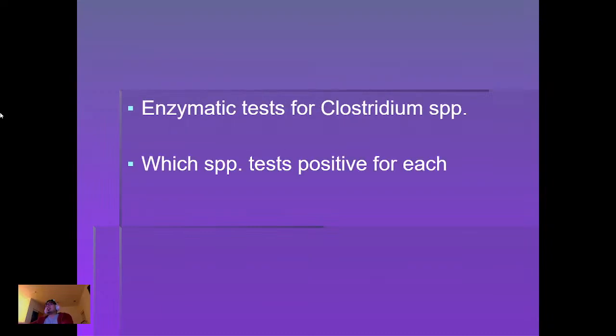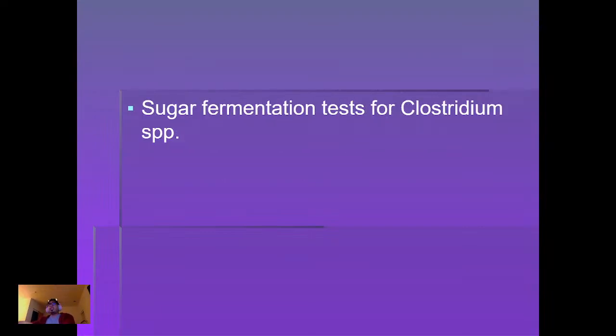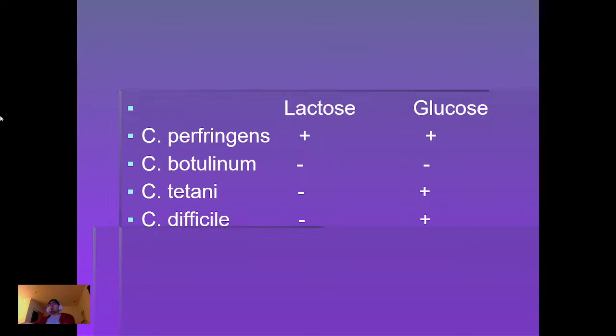Okay? Now, let's talk about enzymatic tests. So there are two enzymatic tests for Clostridium species. Lecithinase is mostly for Clostridium perfringens, as we've mentioned before. Lipase is Clostridium botulinum. Okay? Sugar fermentation tests can also be done on Clostridium perfringens, but there's only two sugars that we usually test for, lactose and glucose. So Clostridium perfringens will ferment lactose and glucose, and everybody else will not.